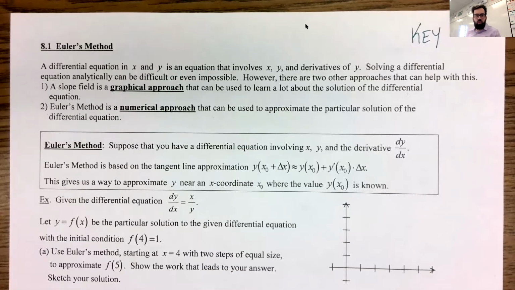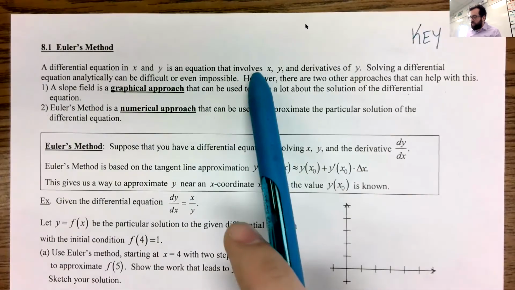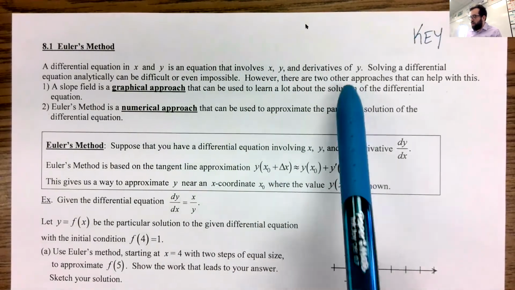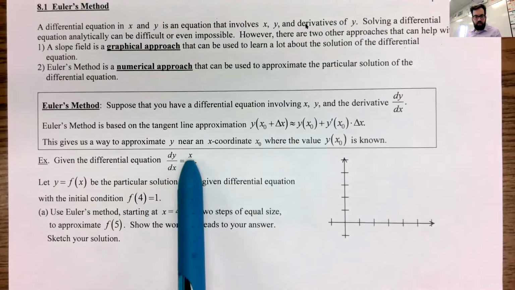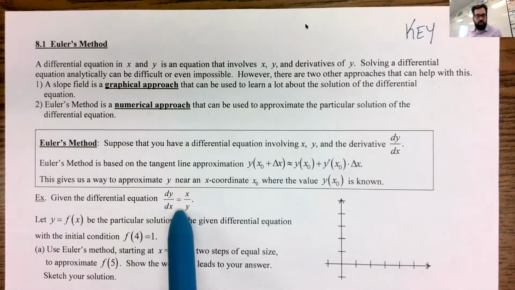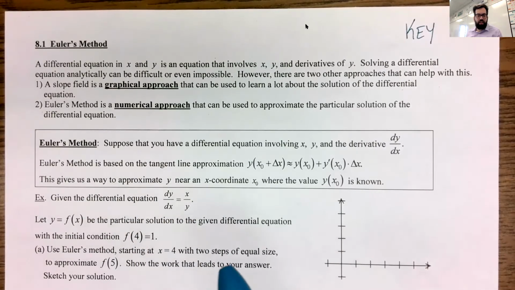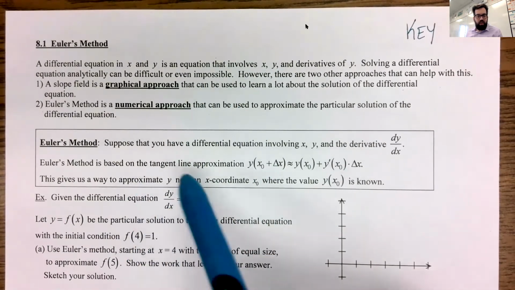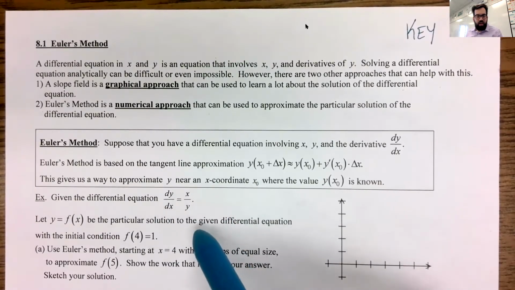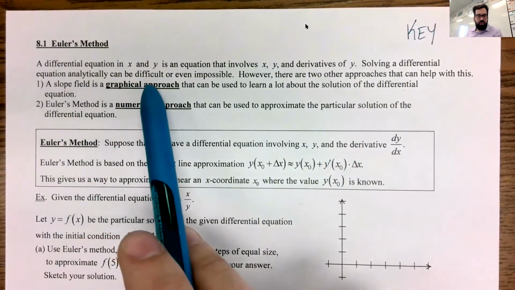All right, so here we go, 8.1, Euler's method. A differential equation in x and y is an equation that involves x, y, and a derivative of y. For example, down here, dy/dx equals x over y. So you learned in AP Calculus AB and earlier this year how sometimes we can separate the variables and then use integration in order to backtrack and find the original function, right? Now, depending on the form of the dy/dx, if it has x and y in it, sometimes it's not separable, and sometimes solving a differential equation analytically can be difficult or even impossible.